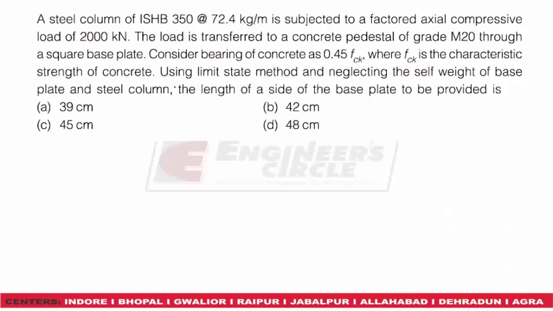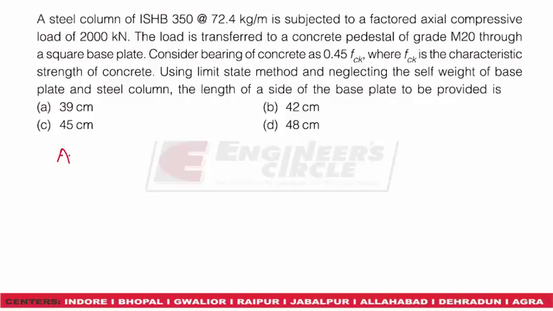The next question is: a steel column ISHB 350, 72.4 kg per meter, is subjected to a factored axial compressive load of 2000 kN. The load is transferred to a concrete pedestal of grade M20 through a square base plate. Considering bearing capacity of concrete as 0.45 Fck, where Fck is the characteristic strength, using the limit state method and neglecting the self-weight of base plate and steel column, the length of a side of the base plate to be provided is. So it is a direct question.